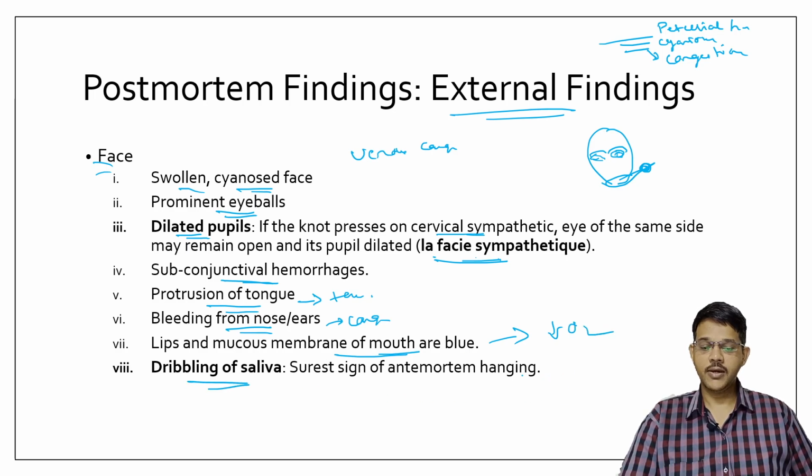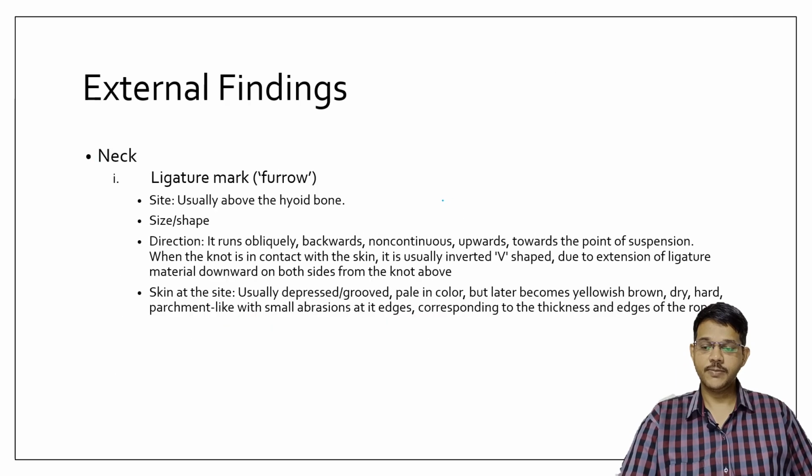This is a sign of antemortem hanging, and it is mainly because of stimulation of the salivary glands. Since the salivary glands are present near the submandibular region, they may get stimulated or compressed, and saliva may be dribbled, usually at the angle of the mouth. These are the features seen in the face.